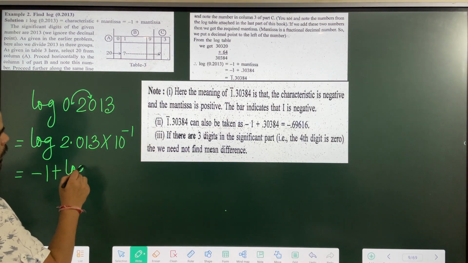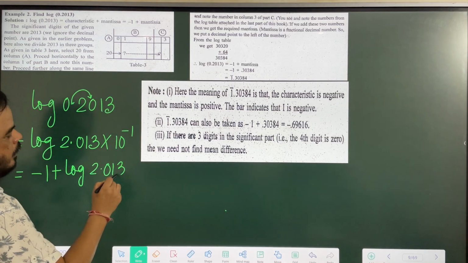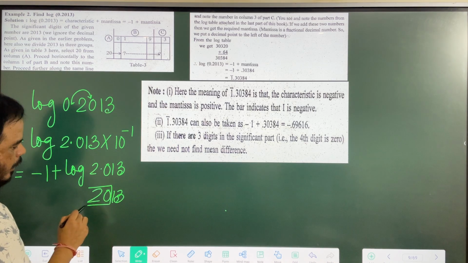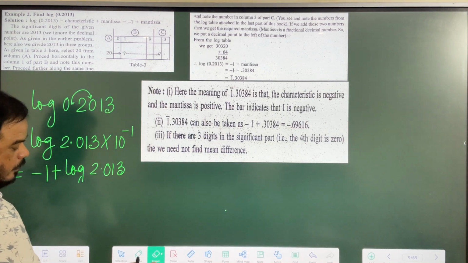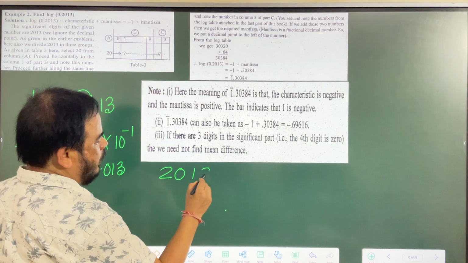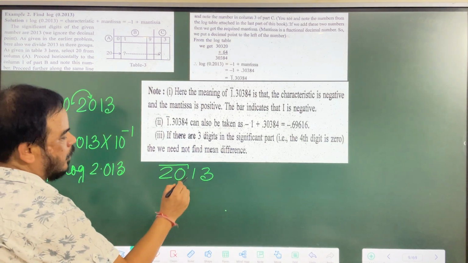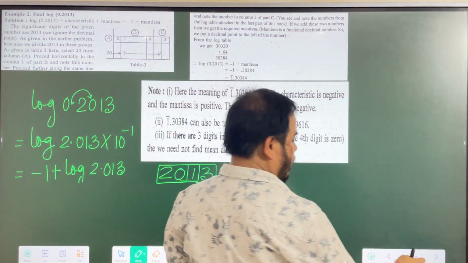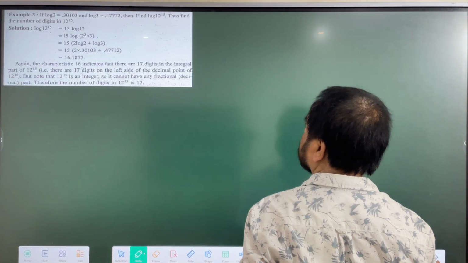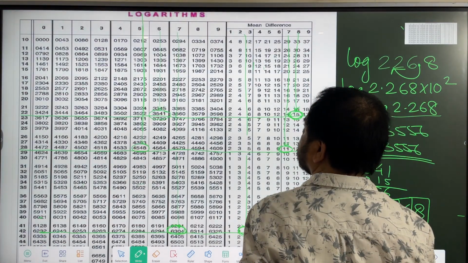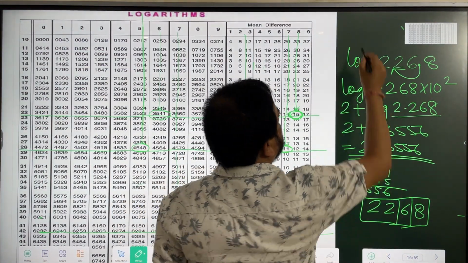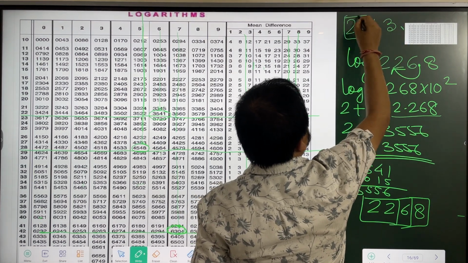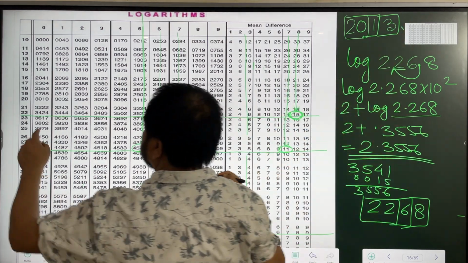Plus log 2.013. So significant digits 2013, 4 digits. So 21, 3. So let us go to table. 21, 3. Now we will go to 20 now. This is the line of 20.